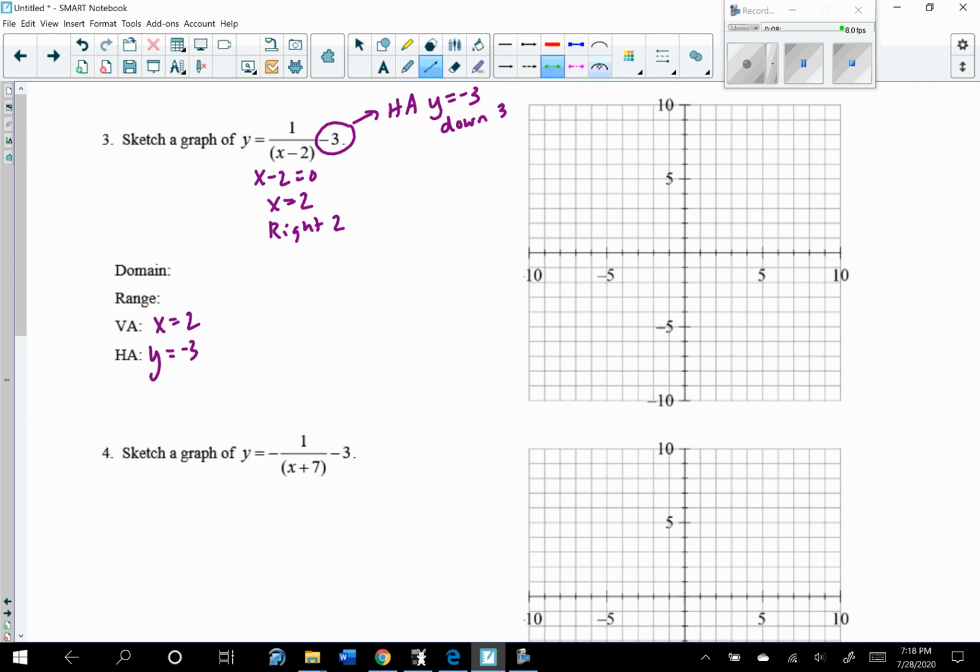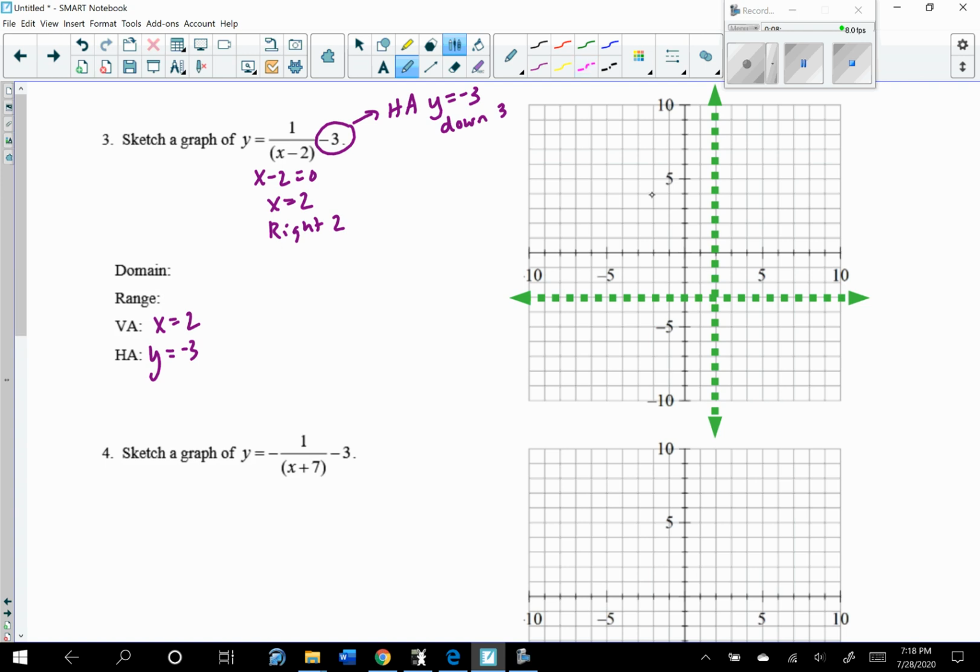So let's go ahead and do our asymptotes. We have x equals 2, and then y equals negative 3. Make sure you're using a ruler when you graph your asymptotes so they're straight lines. And then we can go ahead and start to graph.